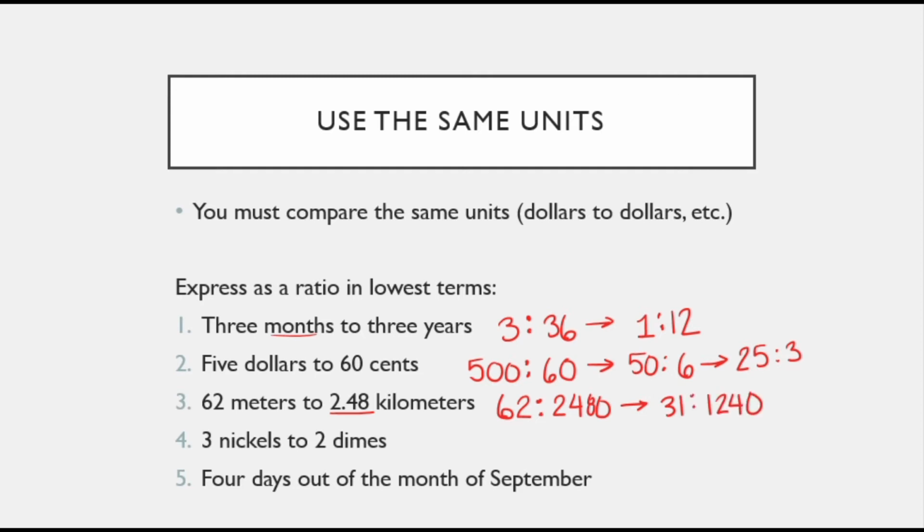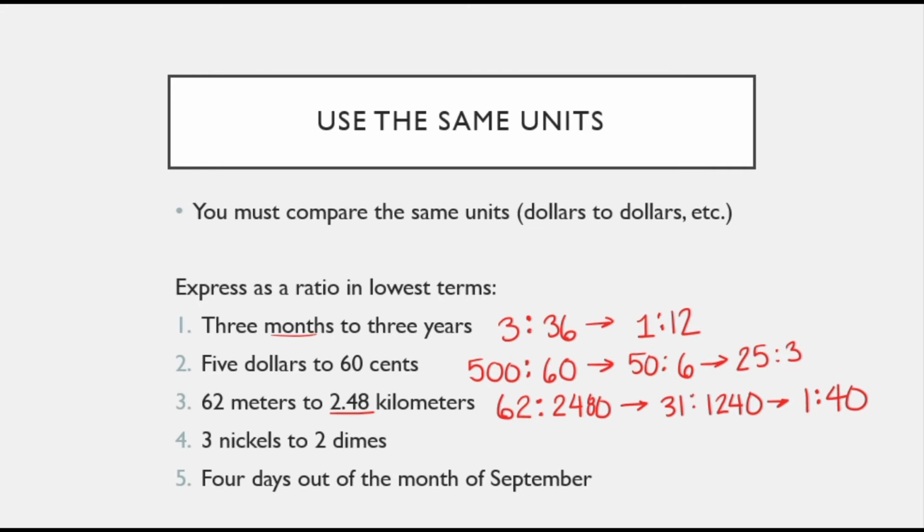Now 31 is a real ugly number, but check. See if it goes into 1240 evenly. If I put it in this question, it probably does. It does. We can reduce this by dividing both sides of our ratio by the number 31 and get 1 to 40.